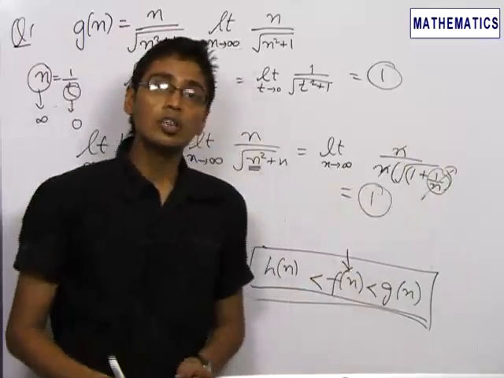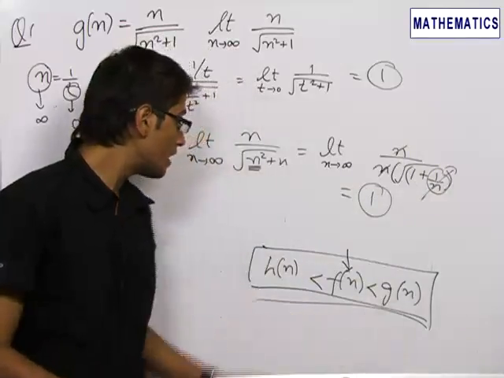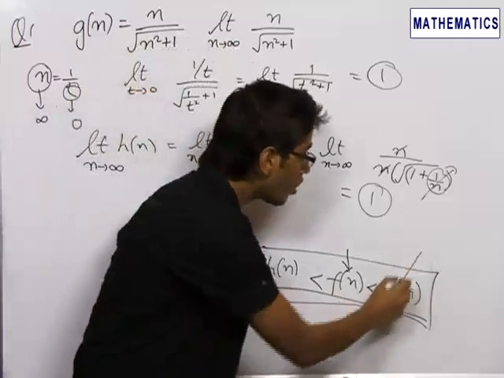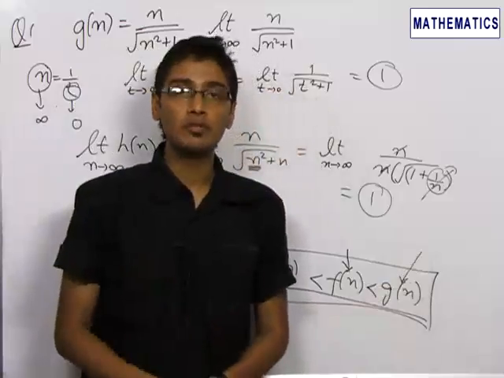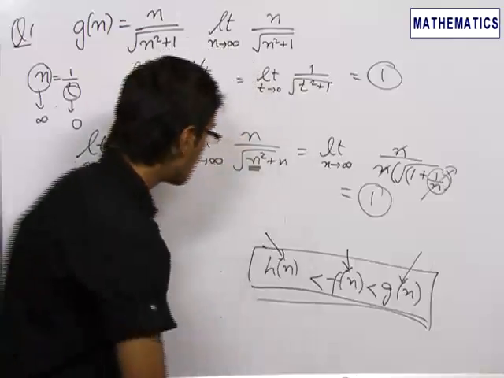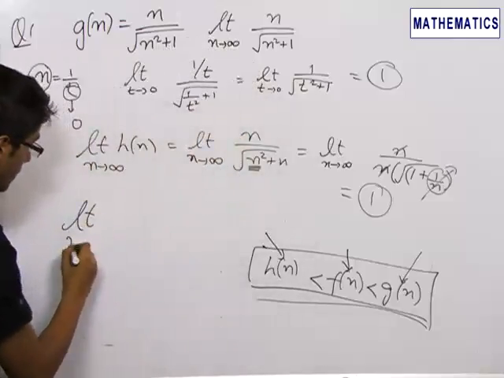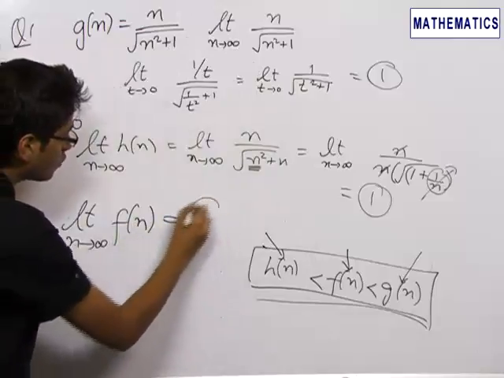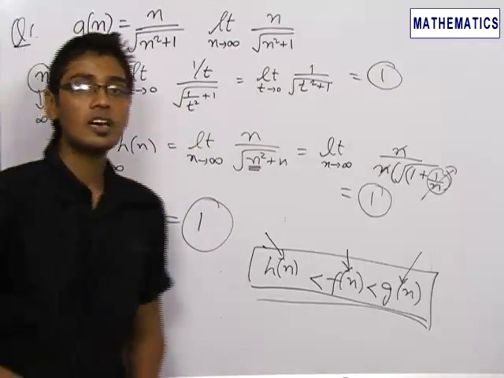So we have found two functions g of n and h of n between which our function f of n has been sandwiched, and the limit of g of n as n tends to infinity is equal to the limit of h of n as n tends to infinity. So by sandwich theorem we can say the limit as n tends to infinity of f of n is also equal to 1, which is our final answer.